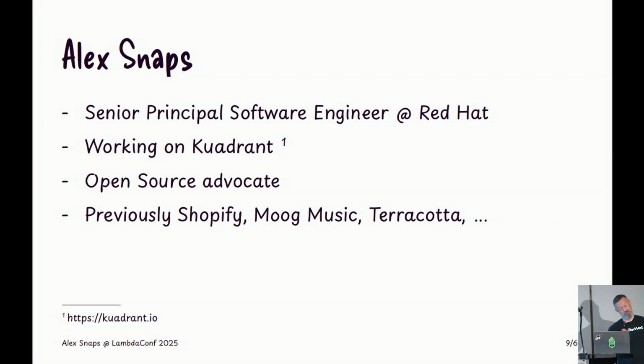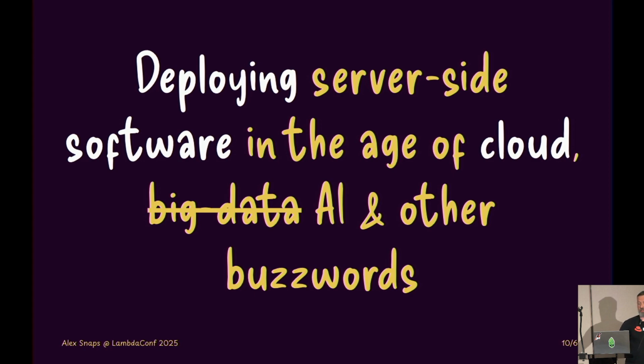As it's been said, I'm Alex Snaps. I work at Red Hat, so I actually get paid for writing open source software. I work on a project called Kuadrant, and I'm going to give you an overview of this before we go all the way deep on what happens on the data plane, because I think context matters quite a bit. Previously, I've done a bunch of crazy stuff: scaling platforms at Shopify, writing software for synthesizers, and bytecode manipulation on the transparency team at Terracotta, for those who may remember those days. But I always thought transparency is a really cool name for a team.